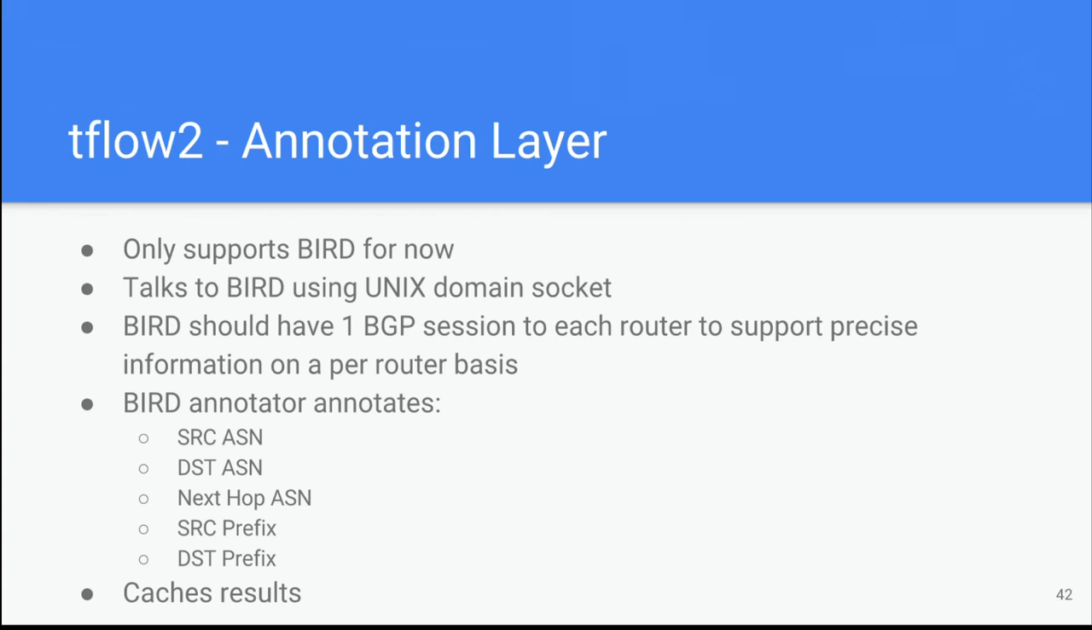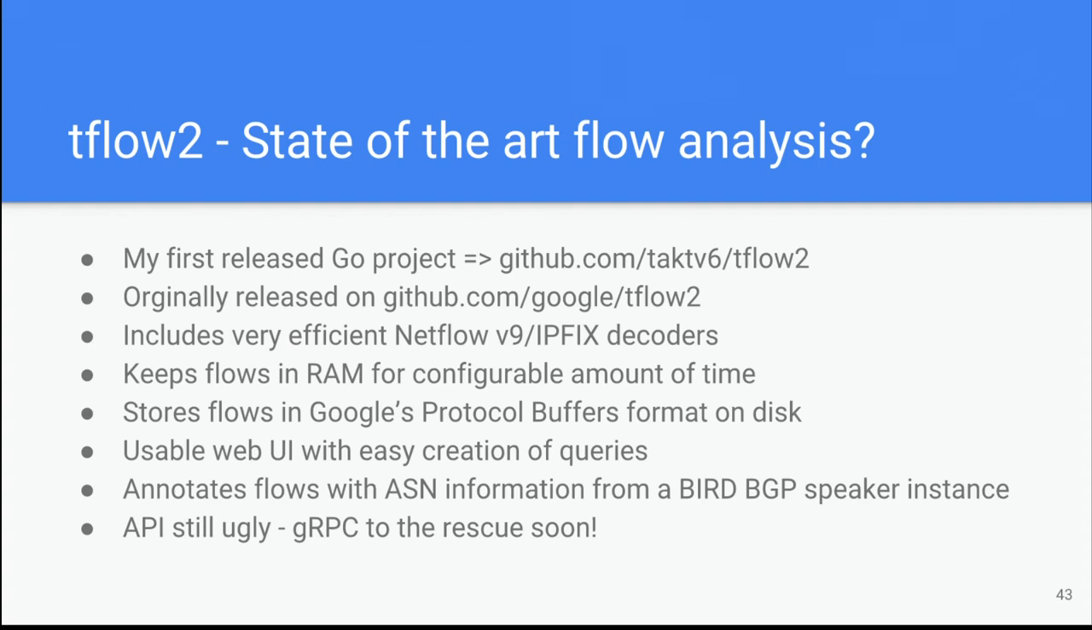So we're caching this. So tflow 2, is this state-of-the-art flow analysis? I'm not sure. For me, it's the best available open source, easy to set up solution at the moment. It was my first released Go project. You can find it on github.com/taktv6/tflow2. Originally, I released it on github.com/google/tflow2, but as I'm not a Google employee anymore for nearly a month now, I forked the project into my own repository.